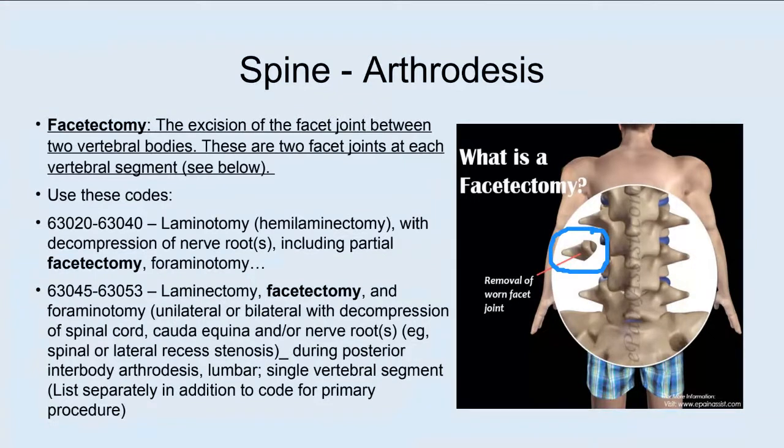So again, none of the codes in the musculoskeletal system for arthrodesis include this term. It is used in the nervous system chapter, spine or spinal cord section. So 63020, 63040, laminotomy, hemilaminotomy with decompression of nerve roots, including partial facetectomy, foraminotomy. And then 63045 to 63053 also includes this term along with others. So they're being very precise about the terminology, but then they're throwing a bunch of them into the same codes. And also not even in the musculoskeletal system.